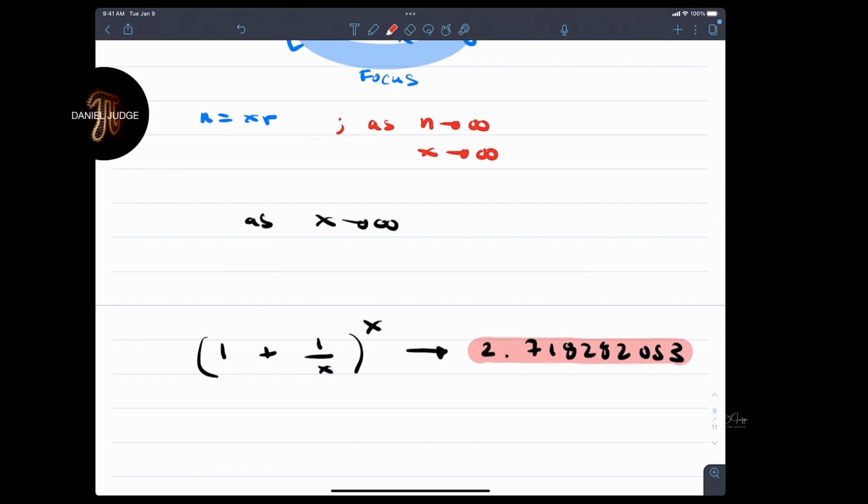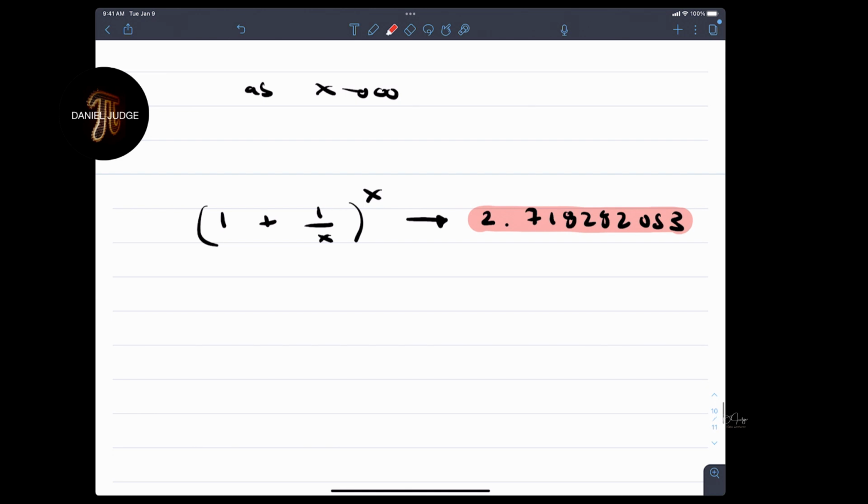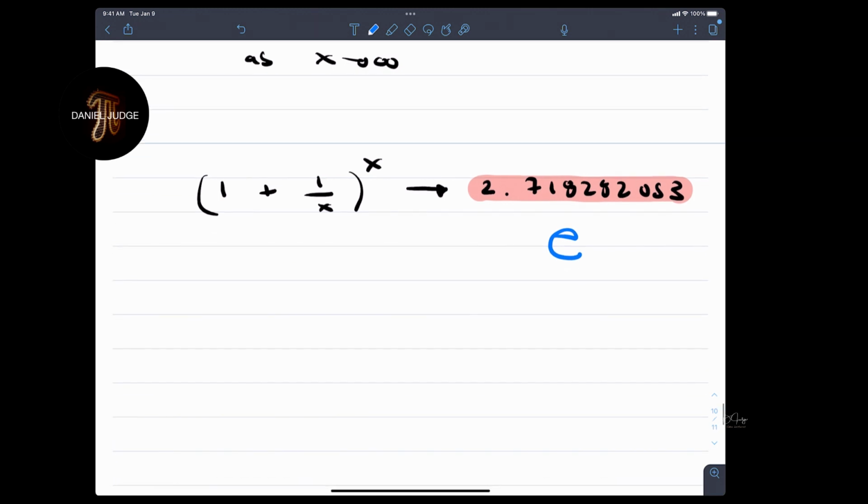Now, this number is very special. It's so special that it even has a name, and it has a letter. We represent this with the letter E, ladies and gentlemen. This is called the exponential number.